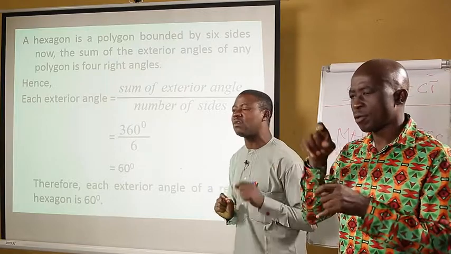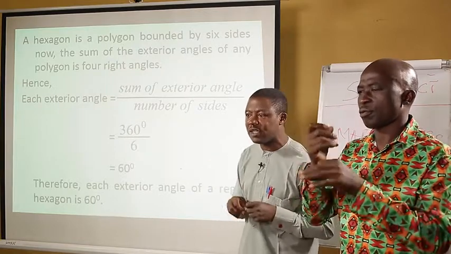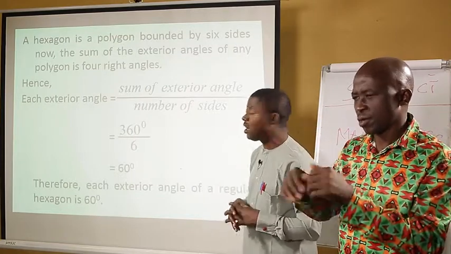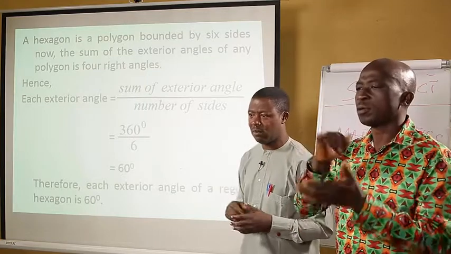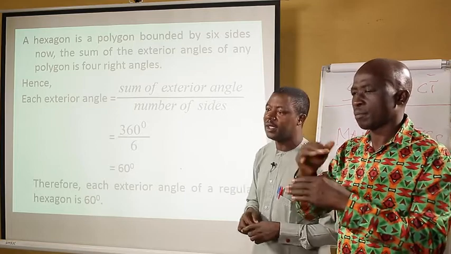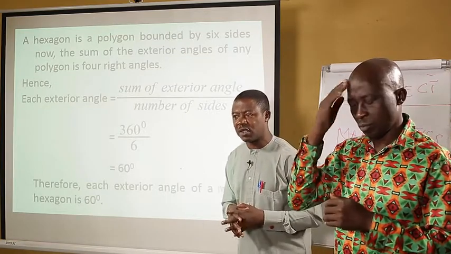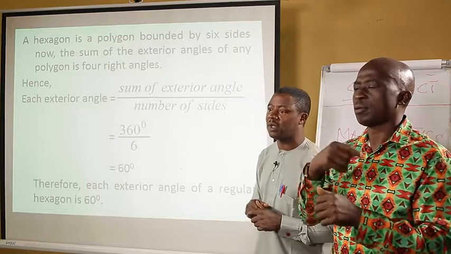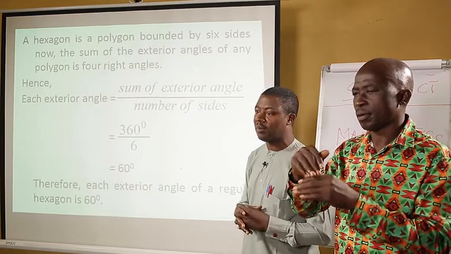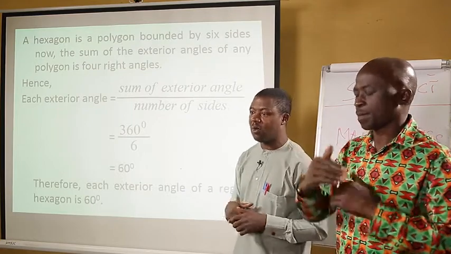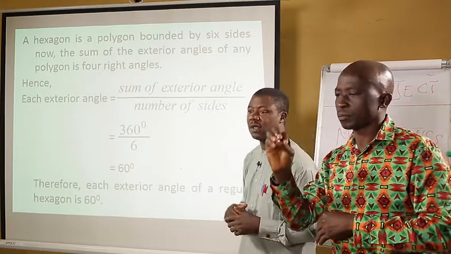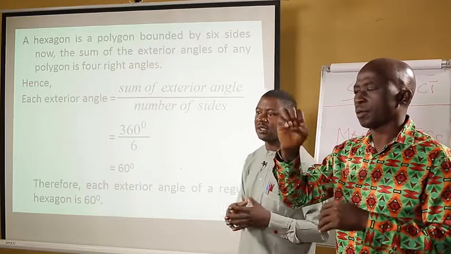Now, we need to know the value of each of its exterior angles. So it will be the sum of the exterior angles divided by the number of sides. The sum of the exterior angles is 360 degrees. Now a hexagon is 6, a figure bounded by 6 sides.